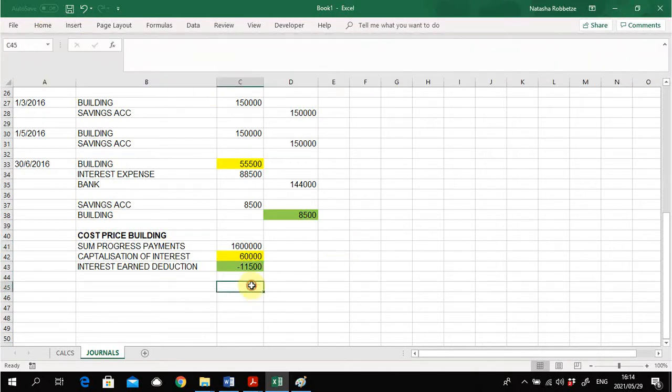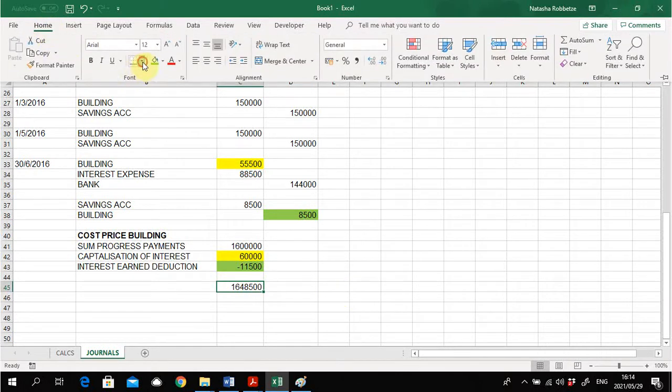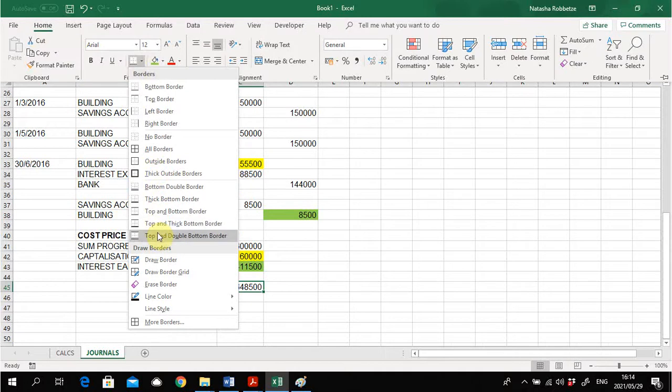So the total cost price is then the 1.6 million, add the interest capitalized minus the interest earned, and that gives us 1,648,500, which is the total cost price of this asset.